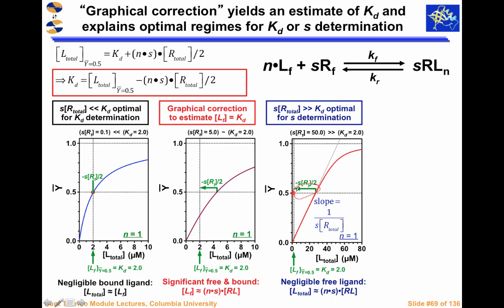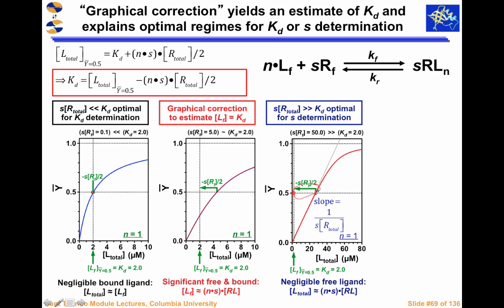And the graphical correction then is telling us that everything is bound. If everything is bound, we know that at this total ligand concentration, basically half of the receptor is bound, because the ligand is almost all bound. The graphical correction tells us the ligand is almost all bound. That means that we know the bound receptor concentration because we know the ligand concentration. If we know the ligand concentration and the ligand is almost all bound, we know the bound receptor concentration.